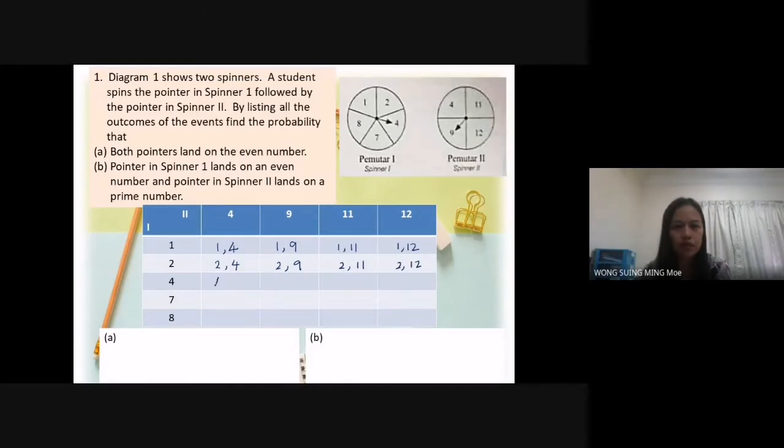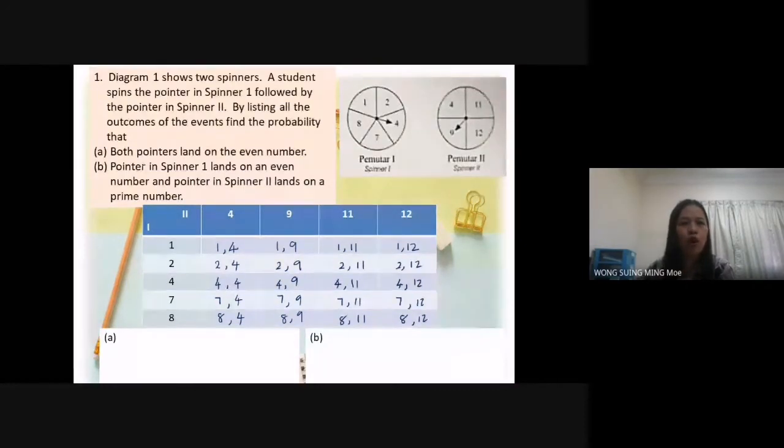Here the first number is 4, so I write 4 first. The first number is 7. Maybe write like this, faster. And the first number is 8. After that, I write the second number here, all 4, right? 4, 4. Here 9, 9, 9. Second number 11, 11, 11, 12, 12, and 12. So now I have listed out all the possible outcomes.